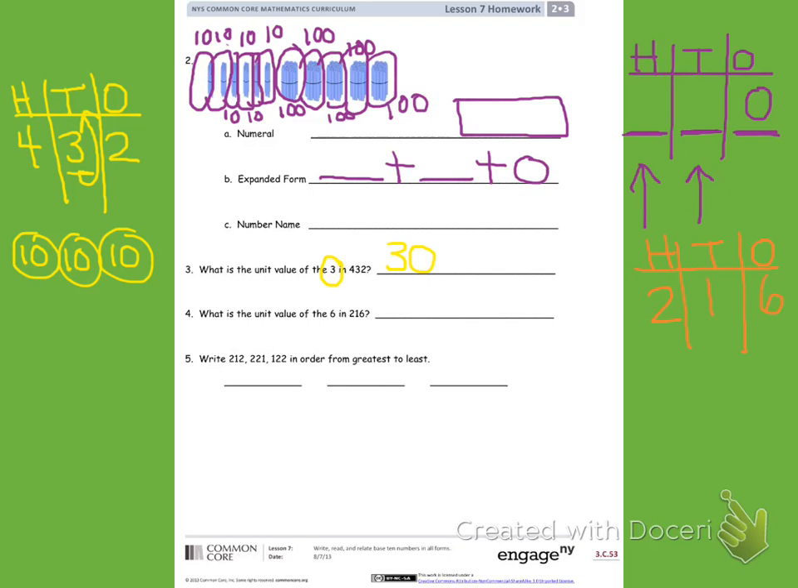Once you do that, you can see that the 6 is in the ones place, which is the same thing as 6 groups of 1. I'm drawing the 6 groups of 1. Now, just count them up and write that value on this line here.